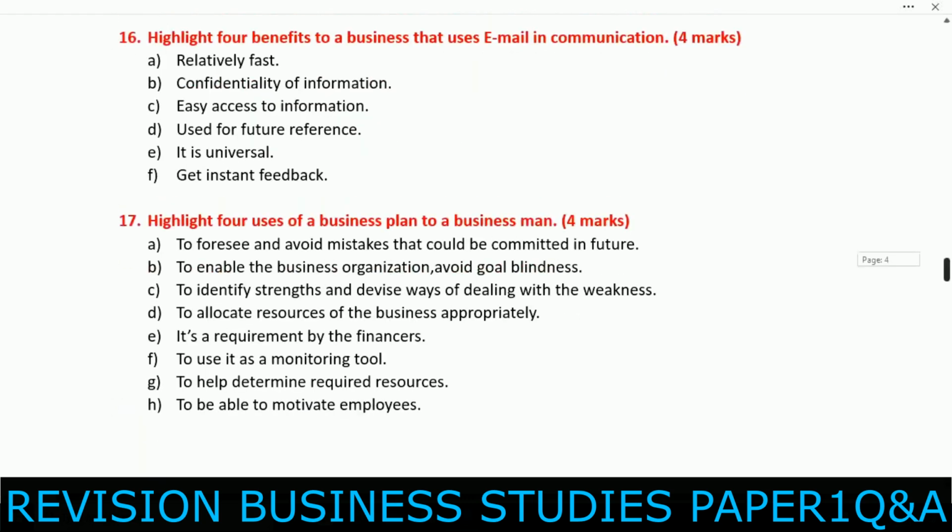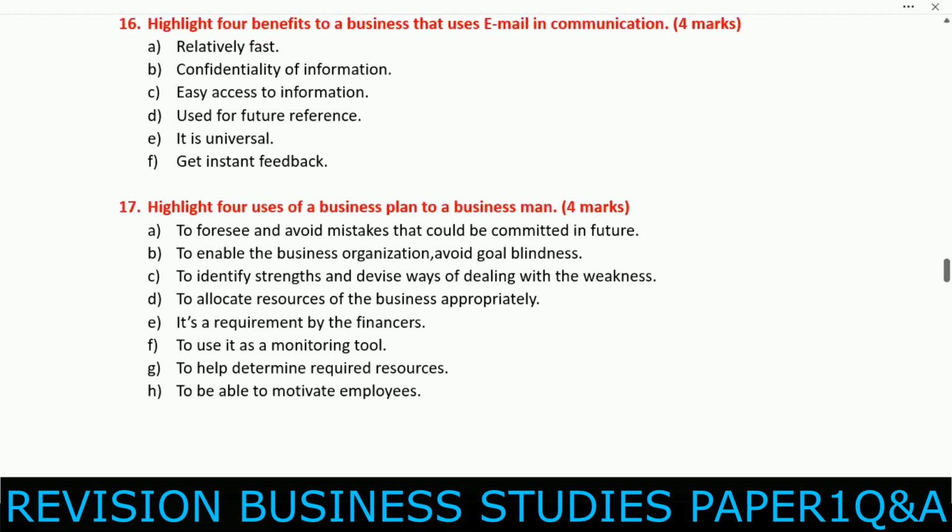Go to question number 16. Highlight 4 benefits to a business that uses email in communication. Number 1, email is relatively fast. Number 2, confidentiality of information. Next, easy access to information. Next, used for future reference. Next, it is universal. Next, get instant feedback.